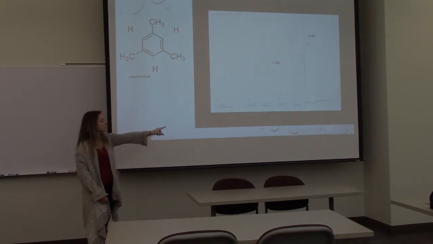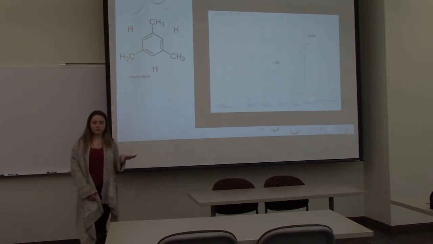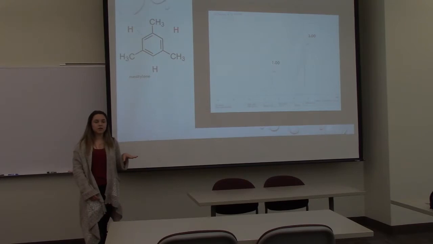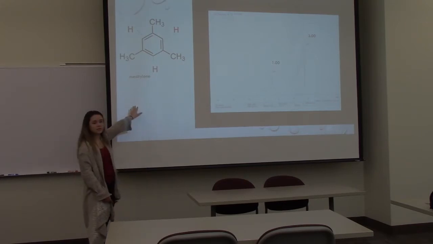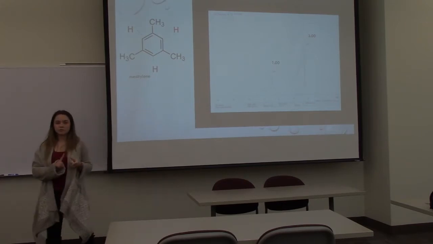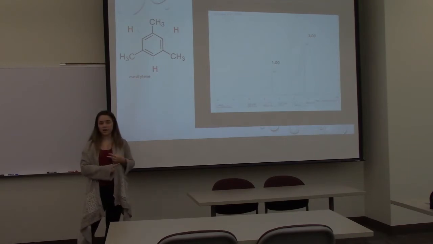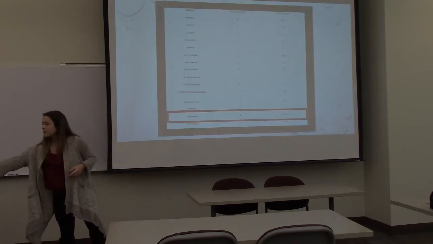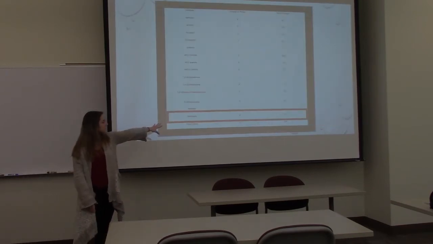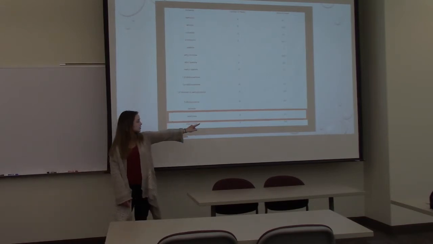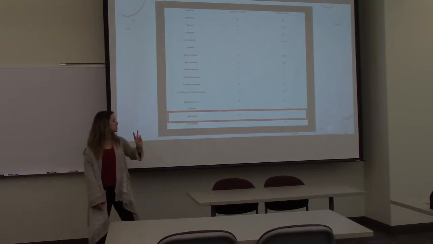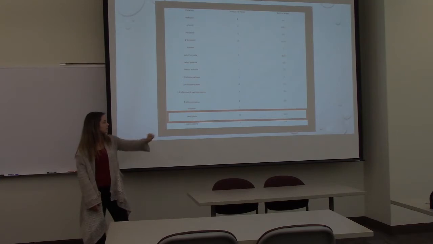And then we can conclude based off of the NMR that our unknown compound would be mesitylene in this case, because it matches with the IR and the NMR. So we found that it's mesitylene because it has hydrogens in a 3-to-1 ratio, and there are 2 peaks, which were depicted on the NMR.